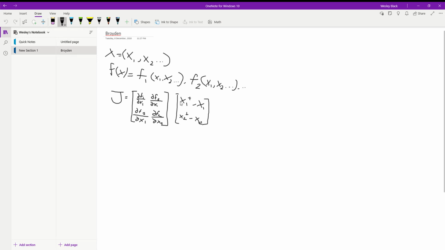We will need that in a bit. You don't need to memorize exactly what that is, but we'll be using it a lot. You just need to know, for the most part, it's a matrix with those partial derivatives and some differences of x. So, first, we'll define what we mean by a few terms.